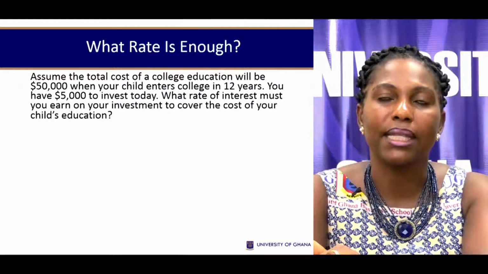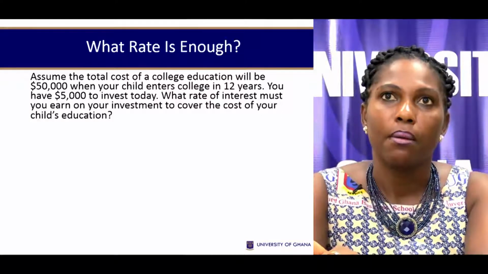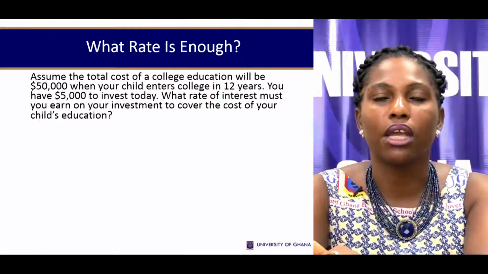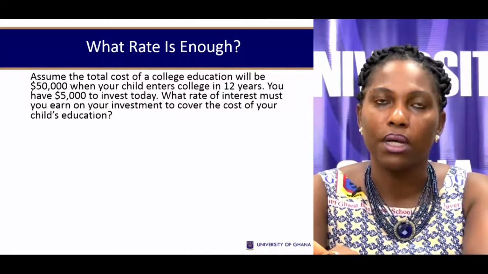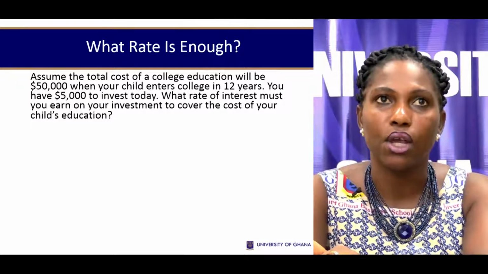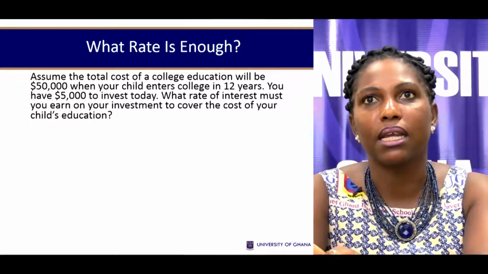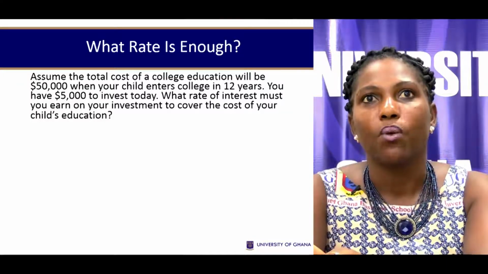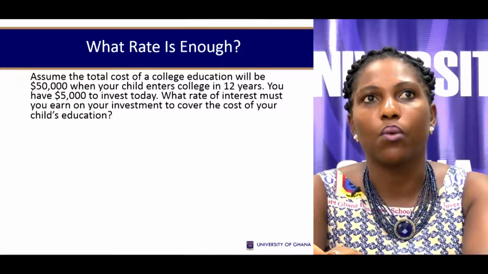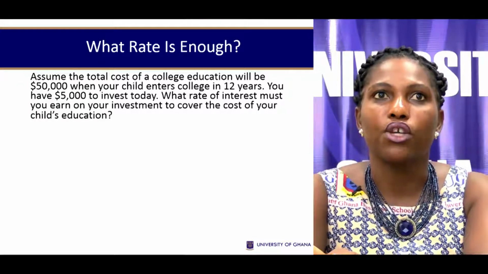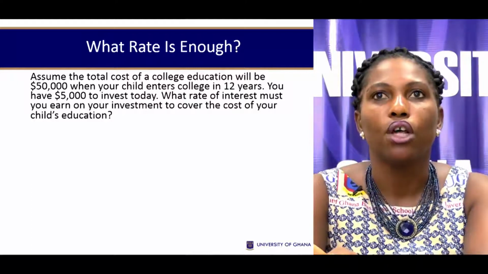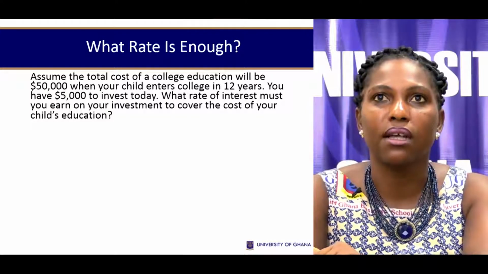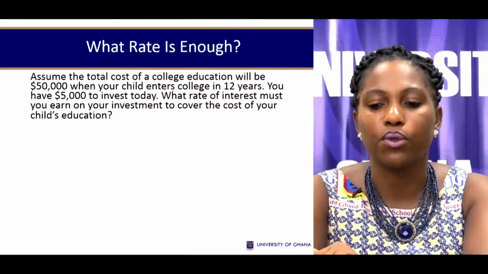Now, in some other cases as well, it is possible that you already have a predefined time. You cannot wait indefinitely for your money to grow. So you would have to go around looking for the right rate of investment that will ensure that you will have your goal, given that you also have a fixed amount. So take it that the total cost of sending your child to college in 12 years' time will be about 50,000. And all you have is 5,000 to invest today. So what rate of interest must you look for to ensure that you would have the needed 50,000 to fund your child's education 12 years from today?